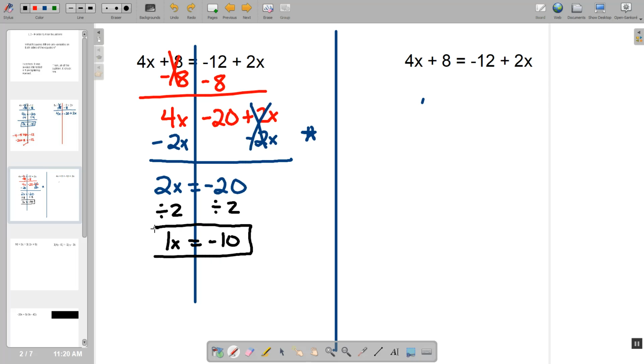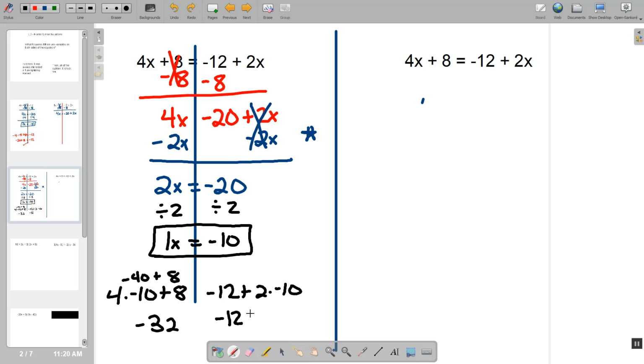And then once again, I can check my answer to make sure it worked. So I'm going to do 4 times negative 10 plus 8 on the left side. And I'm going to do negative 12 plus 2 times negative 10 on the right side. This is negative 40 plus 8, which is negative 32. This is negative 12 plus negative 20, which is negative 32. Sorry, my brain shut off there for a second. This is a true statement. Therefore, our answer is correct.